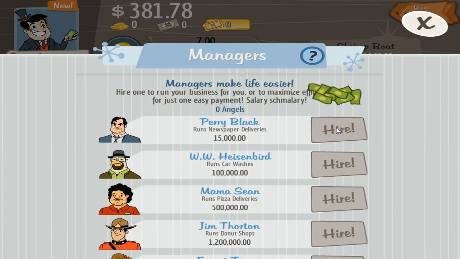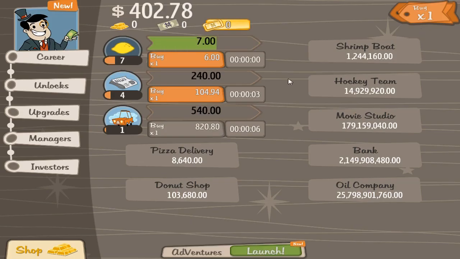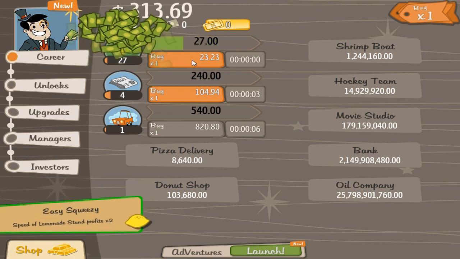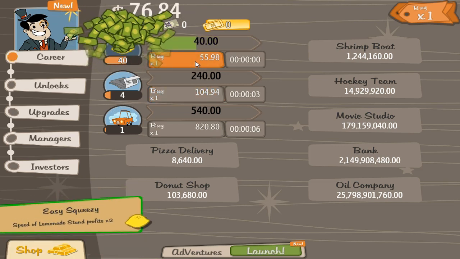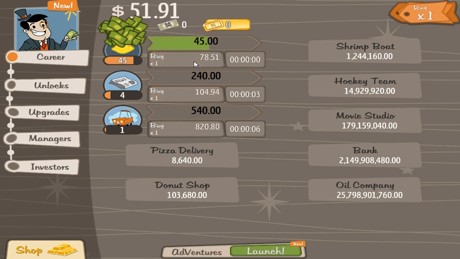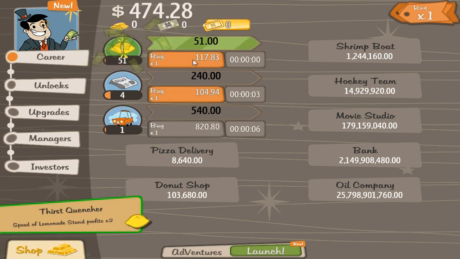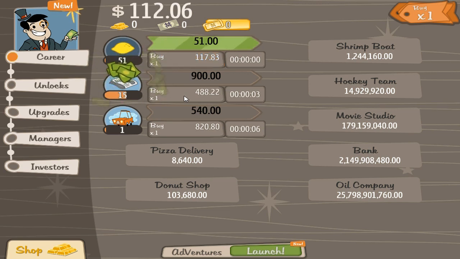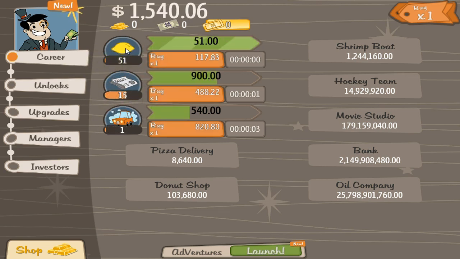So I'll hire a manager. We got Cabe Johnson here. And now if we look, Cabe Johnson is selling the lemonade for us. So now all we need to do is buy stores, and he will take care of the lemonade selling process for us, so we can make more profit. And still, we're reinvesting the profit. Here we're reinvesting it into the newspaper company. And now we have the car wash, and now that one has a lot of profit.